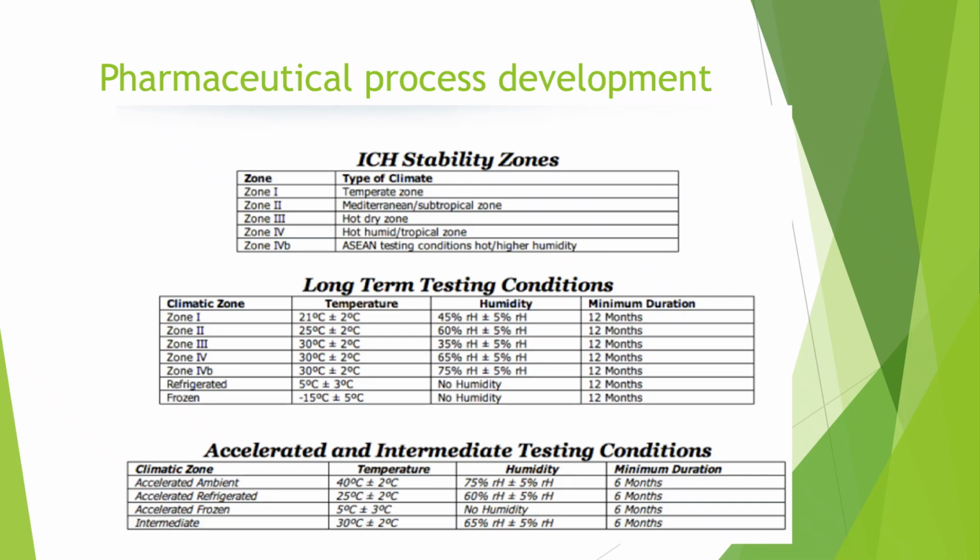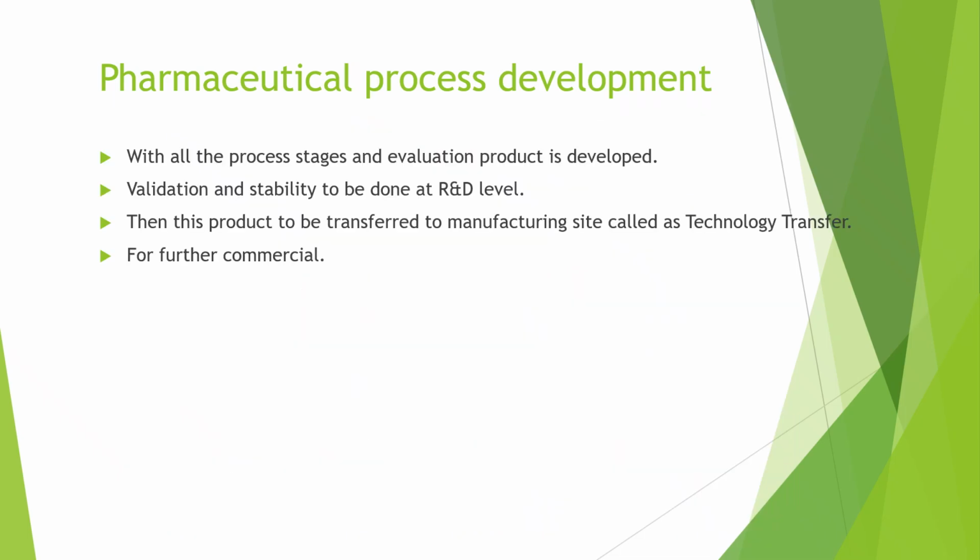Same here for accelerated and intermediate stability testing. Accelerated is 40 degrees 75% RH, accelerated 25 degrees 60% RH, accelerated frozen 5 degrees with no humidity, and intermediate 30 degrees 65% RH. But it should be done for 6 months. Accelerated and intermediate studies are to be done for 6 months, and long term is to be done for at least 12 months.